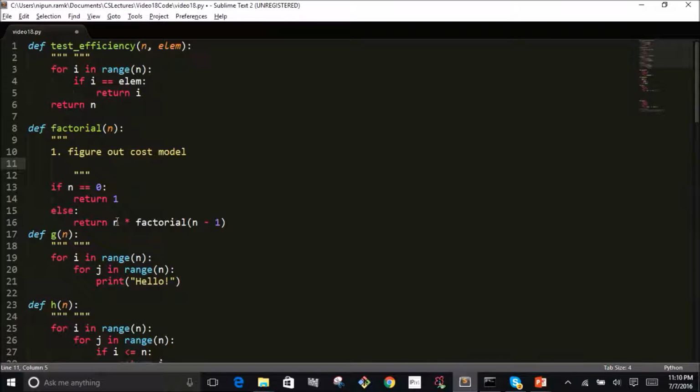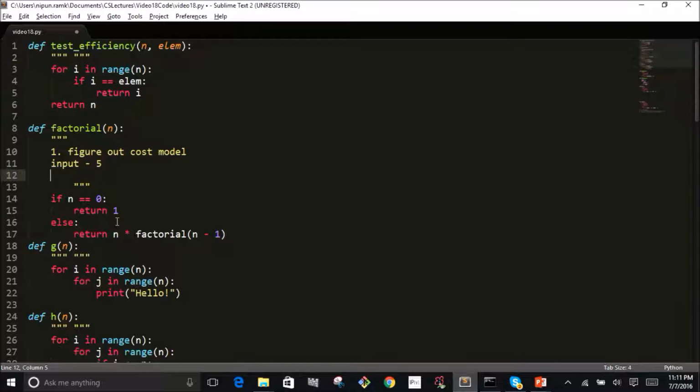So in factorial, what I like to do when I think of big theta problems is first try to think of specific cases of the problem, just to give myself an understanding of how the function works. So let's look at n is equal to 5. The input is going to be 5, and let's see how many calls occur.